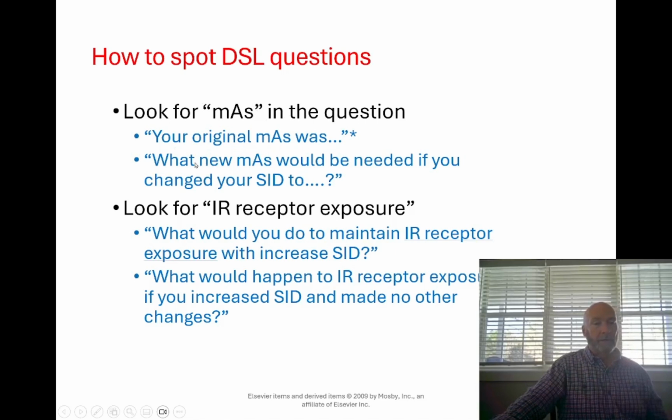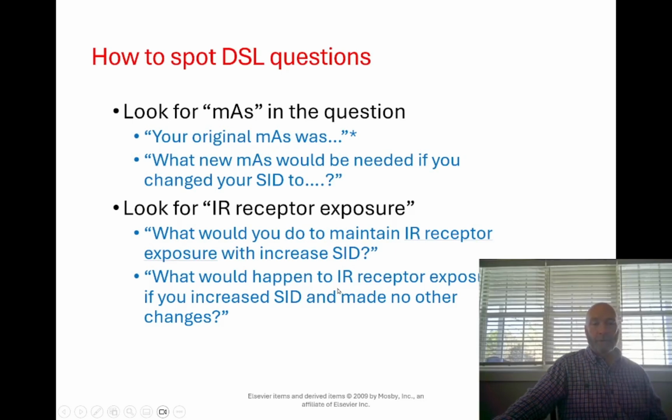Your original mass was, what new mass would be needed if you changed your SID from one value to another? Or look for image receptor exposure. What would you need to do to maintain image receptor exposure with an increase in SID? It's direct square law. One goes up, the other goes up. So you increase your SID, you need to increase your technique. If you double your distance, you double your SID, then you need to increase your mass by a factor of 2.